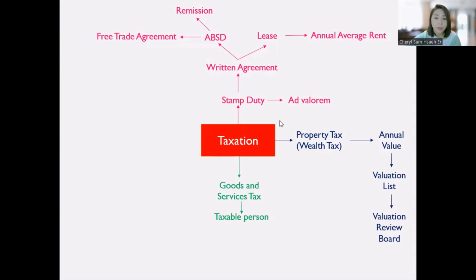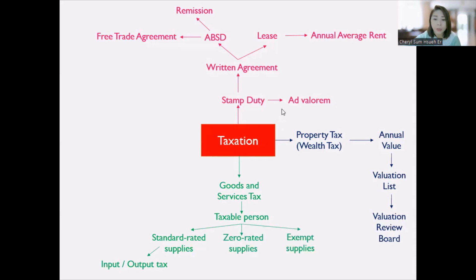GST, taxable person, has got to do with standard rated supply and input-output tax. Zero rated supplies as well as exempt supplies. Income tax, one thing is this, deductible expenses, 15%. Okay, so these are some of the associated keywords.